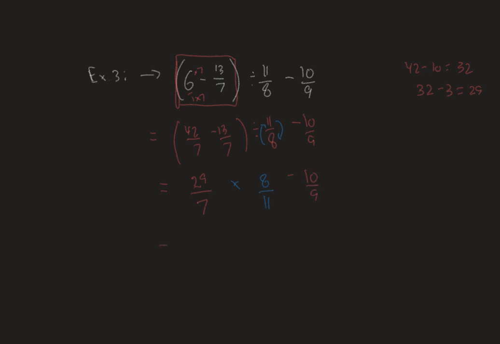So you've got your multiplication here. Now you've got 29 times 8, and you've got 7 times 11 on the bottom. On the bottom, 7 times 11 is going to give you 77. 29 times 8 is 232. Gonna make that look more like a 3. There we go. Minus 10 over 9.